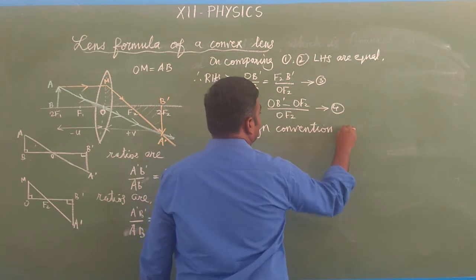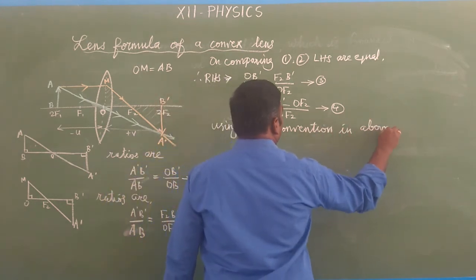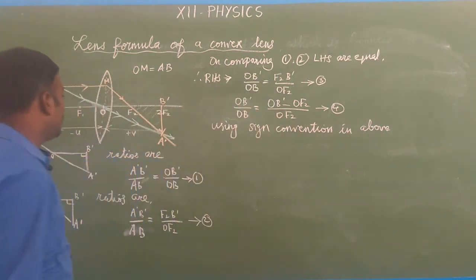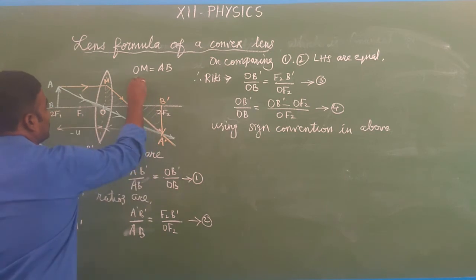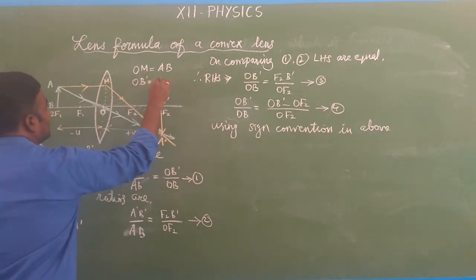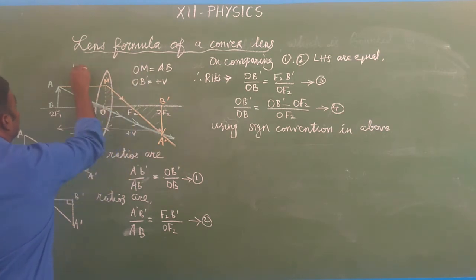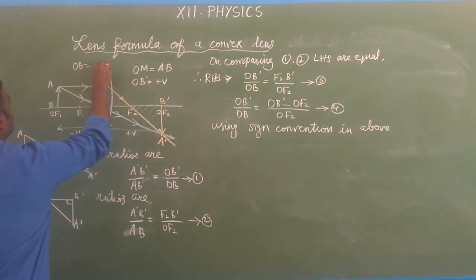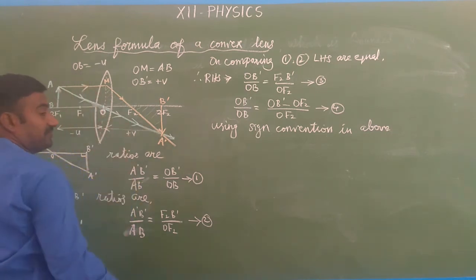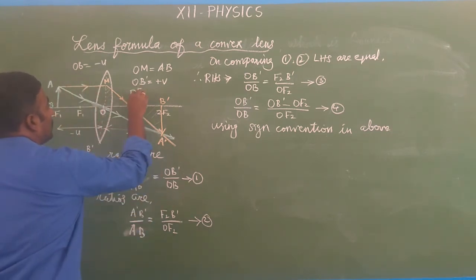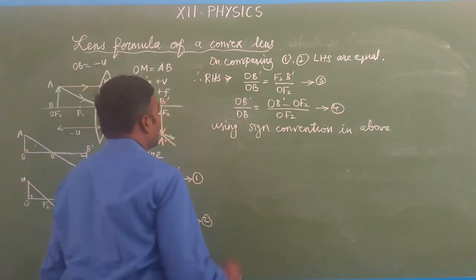Using sign conventions in the above relations, what will you get? OB' is the image distance, so it is plus v, and OB is the object distance, so it is minus u. OF2 is the focal length, it is plus f. So substitute all the values.